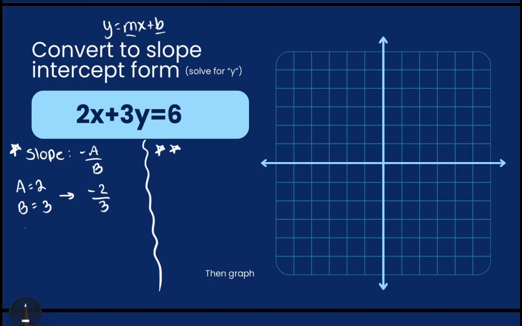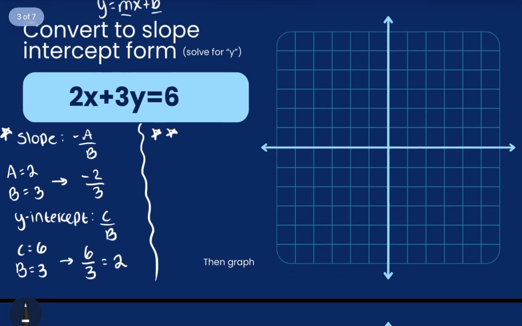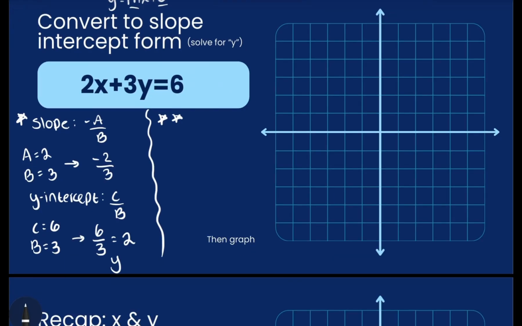Remember that slope-intercept form is y equals mx plus b, so I just found my slope. Now I need to find my y-intercept, which is found by doing c divided by b. So c is what's by itself on the other side of my equal sign. Therefore, my c is equal to 6 and my b is equal to 3. So I'm going to write this as 6 over 3, which could be simplified by dividing 6 by 3, which is 2. Now I'm going to plug it into slope-intercept form, which will just be y equals negative 2 over 3x plus 2.